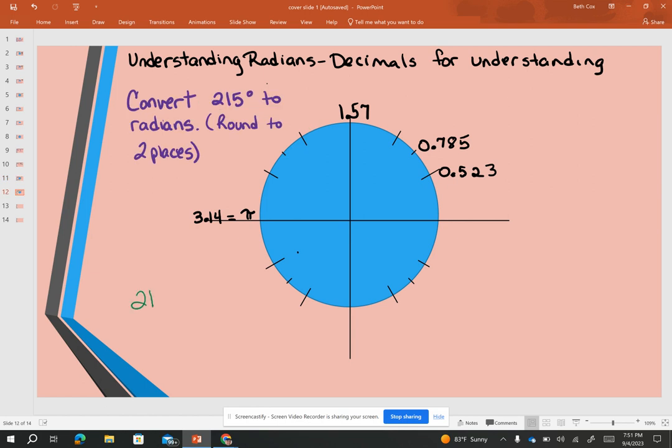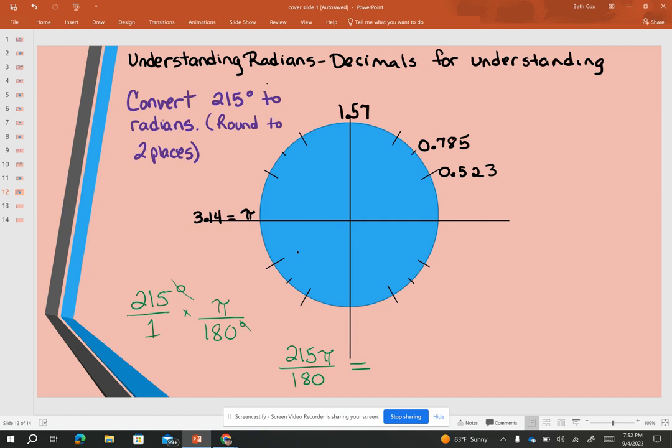So again, this one's 215 degrees. This time we're going to put the 180 on the bottom so that the degrees can cancel. The pi's on top, and we want a decimal. So literally I'm going to do 215 times pi divided by 180 in my calculator. I'm not going to do a fraction this time. I'm going to do a decimal approximation. I'm going to use my calculator.